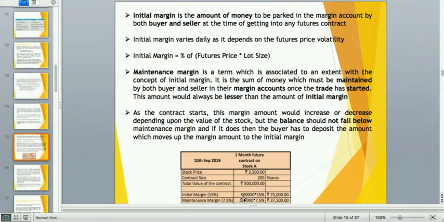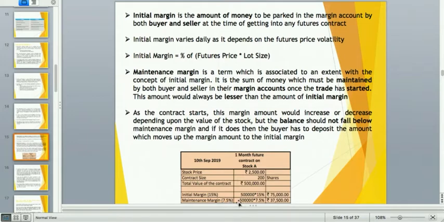So 15% of 5 lakh rupees would be 75,000. And obviously, the amount of initial margin is based upon volatility in the price of the stock. Higher the volatility, the higher the initial margin on the futures contract. As far as your maintenance margin is concerned, let's say the broker charges 7.5%. Generally, brokers charge less maintenance margin as compared to initial. That is the rule. Initial margin is more, maintenance margin is less. So let's say the maintenance margin charged by the broker is 7.5%.